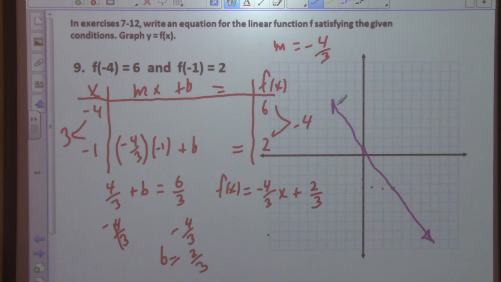And then we test our points here. We got negative 4, 6. I didn't extend the line quite far enough, but we can still see that works out. Then we got negative 1, 2. That checks out, right? Yes. So this looks good.